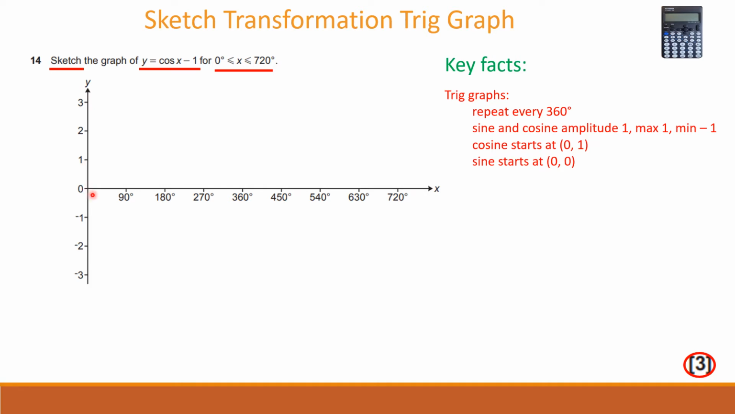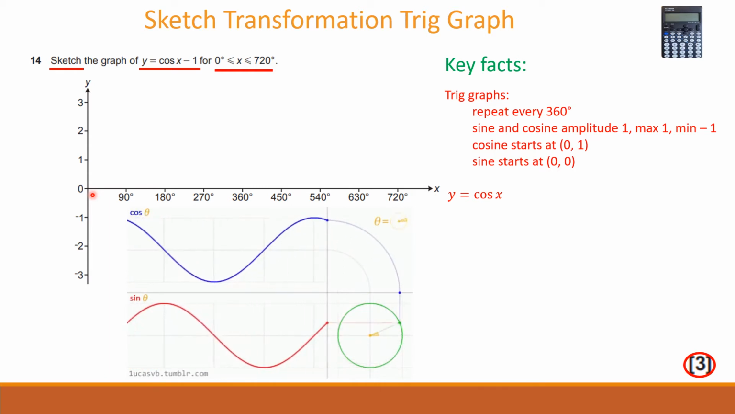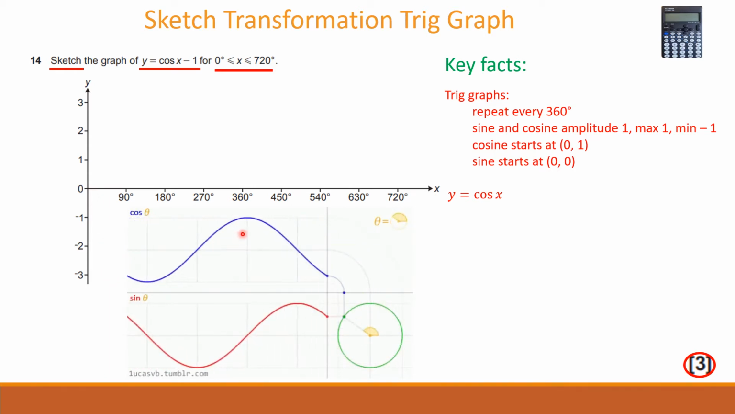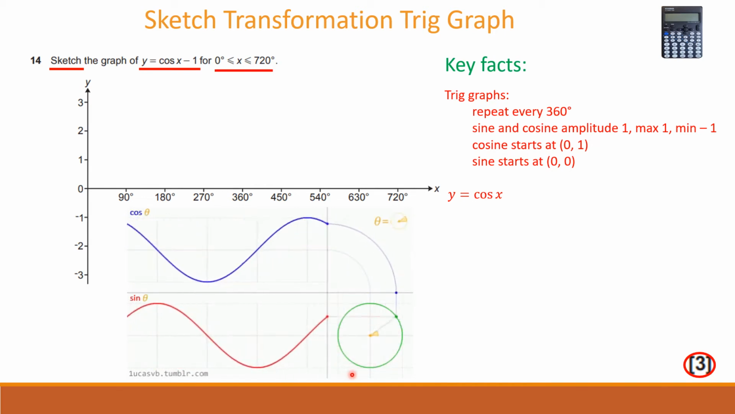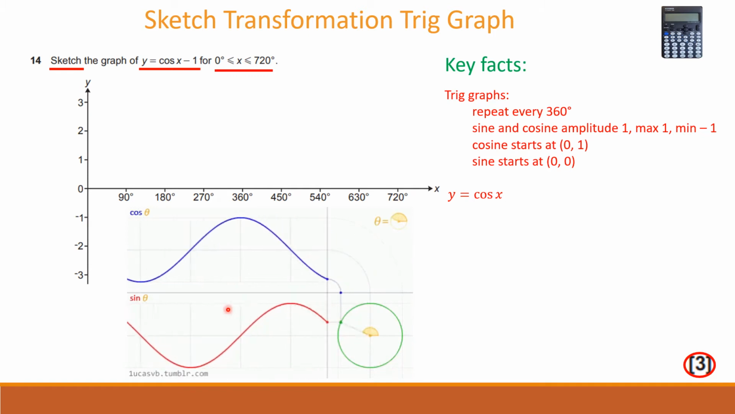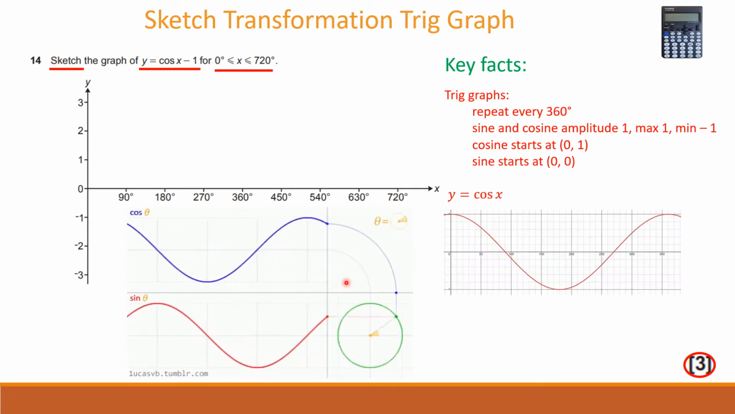Now you'll be expected to know what the cosine graph looks like. And you can see down here in this little picture that's animated, the sine and the cosine graph are being linked to the unit circle that is down here and showing how these two graphs are actually formed.